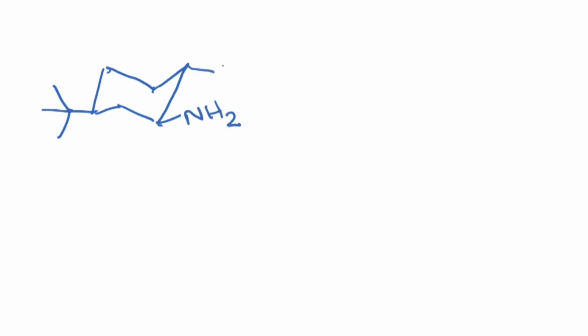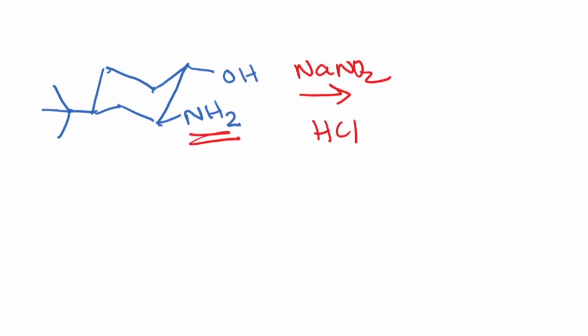Let me just draw out this compound and explain to you the way in which this rearrangement occurs. In the first example here, the tertiary butyl group is in the equatorial position, as in all the examples. The amine is in the equatorial position, and the hydroxyl group is in the equatorial position. As I had alluded to earlier, when you add NaNO2 and HCl, this is going to be converted to the diazonium salt.